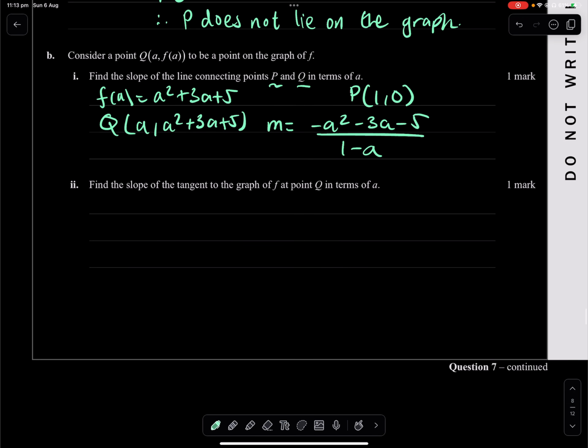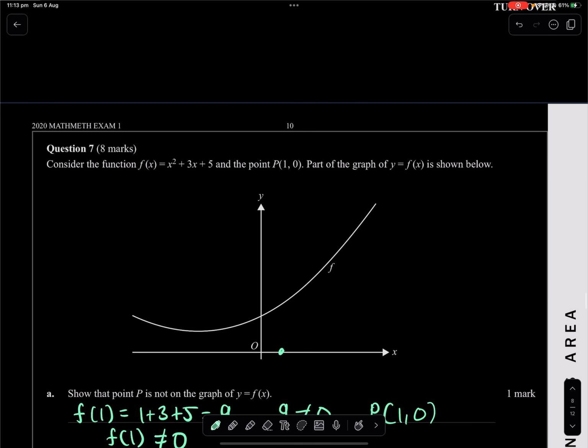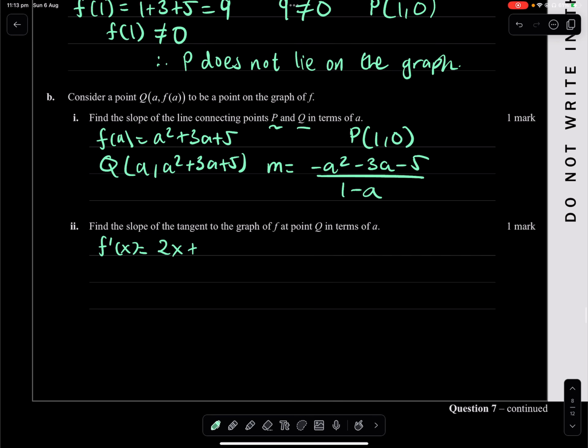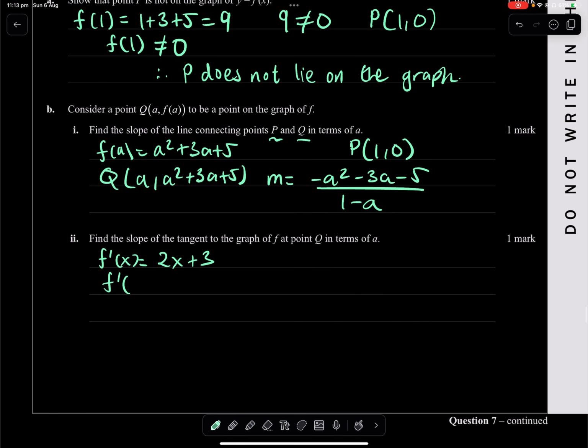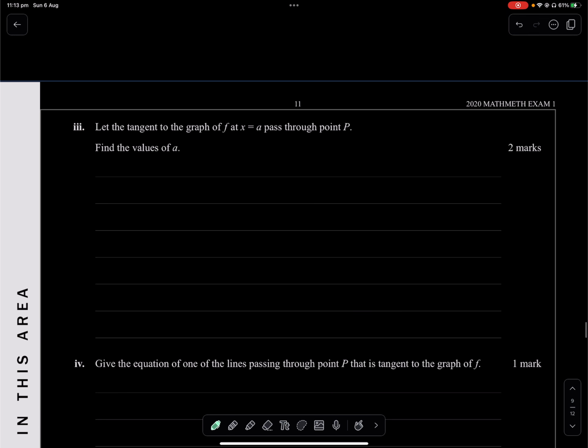Next question, find the slope of the tangent to the graph of f at point Q. So, to find the tangent, what's f dash of x? It'll be 2x plus 3. So f dash of the point Q, which is a, is 2a plus 3. Your gradient is 2a plus 3. That's your slope.